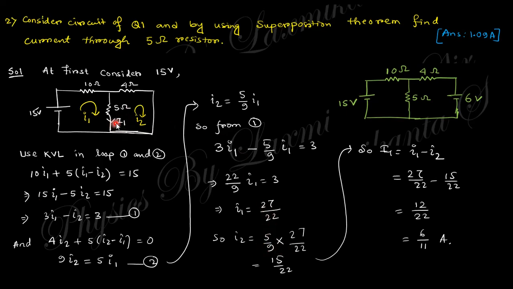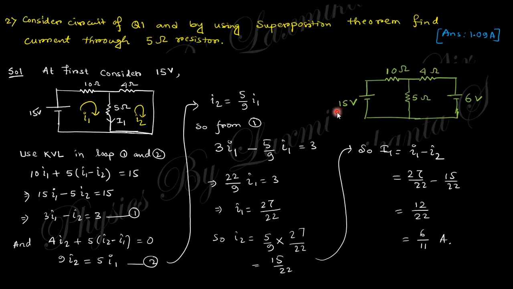So capital I1 is nothing but small I1 minus small I2. If you put this value, you will finally get 6 by 11 ampere. This is the current flow due to this 15 volt voltage source, right?